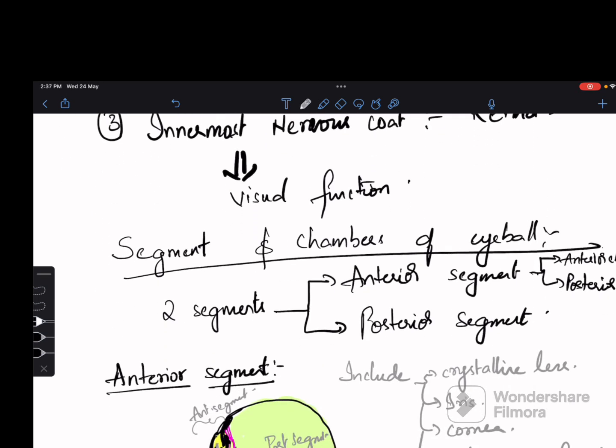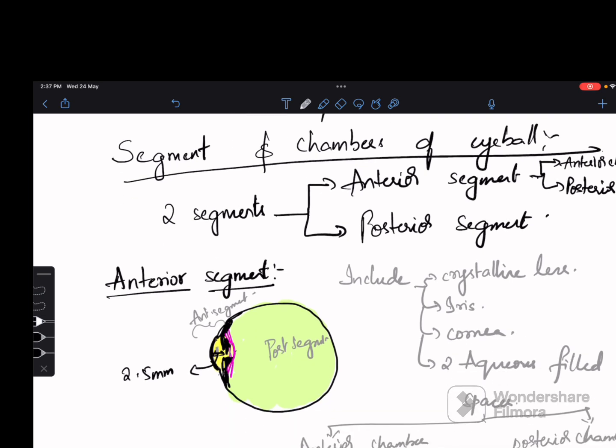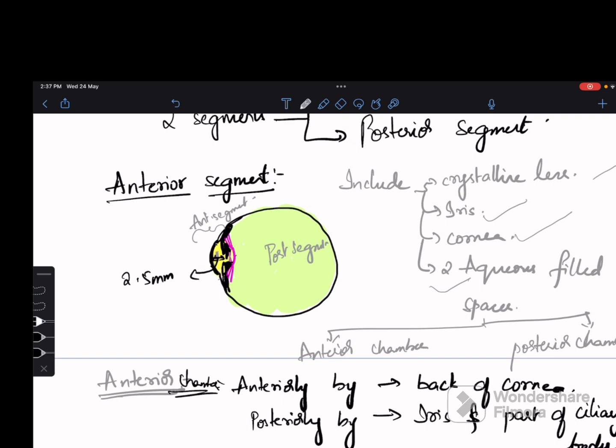If we talk about the segments and chambers of the eyeball, we have two segments and two chambers. The two segments are your anterior segment and posterior segment. The anterior segment has your anterior chamber and posterior chamber. All the structures in front of the crystalline lens are in your anterior segment, and all the structures behind the crystalline lens are your posterior segment structures. Now what are the structures anterior to the crystalline lens? Those are the iris, the cornea, and the two aqueous filled spaces, which are the anterior chamber and the posterior chamber.